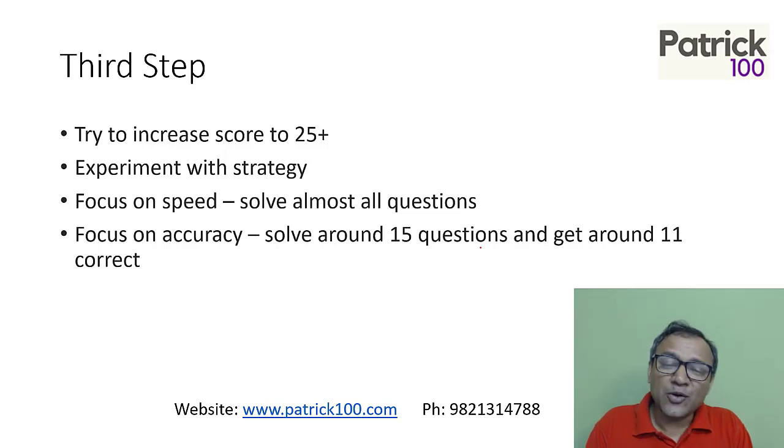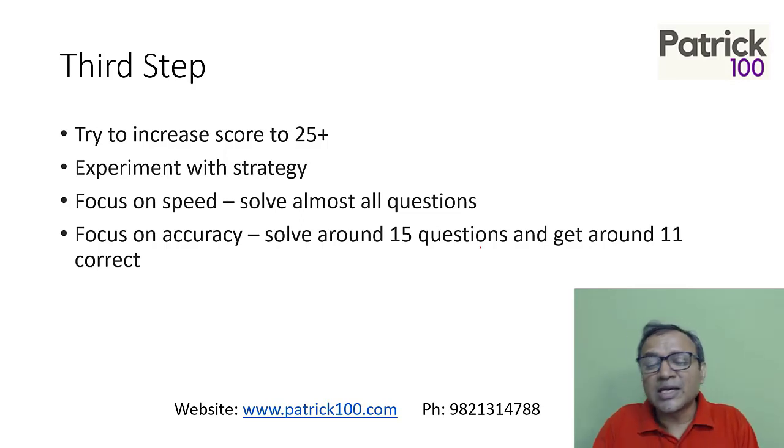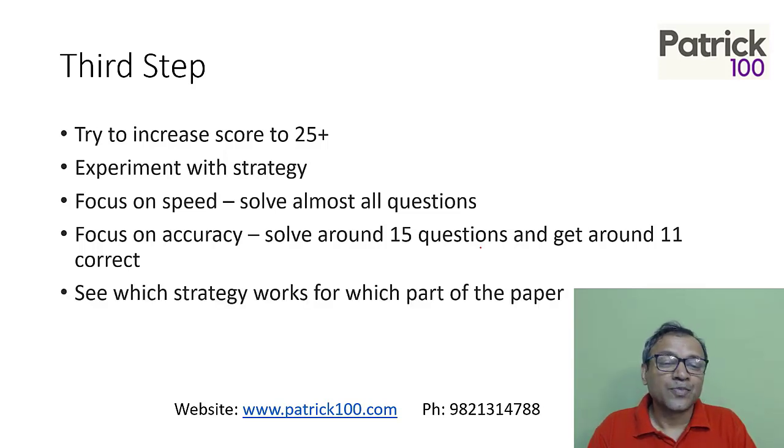Second, focus on accuracy. Solve around 15 questions and get around 11 correct. Here also you should be able to reach 25 plus easily. So see which strategy works for you, whether speed or accuracy. Maybe in some cases speed will work, in some cases accuracy will work. Maybe in jumble para speed works for you, and in RCs accuracy works for you. Check what works in which case, see which strategy works in which part of the paper, and implement accordingly.